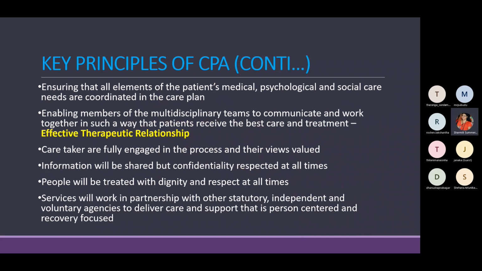Ensuring that all the elements of the patient's medical, psychological, and social care needs are coordinated in the care plan. So all these things should be included in the written document, which is in a care plan format. Effective therapeutic relationship. A good relationship should be developed between the patient and the healthcare professionals. Enabling members of the multidisciplinary team to communicate and work together in such a way that patients receive the best care and treatment. So during the care management, the relationship that develops between the healthcare provider and the healthcare receiver, we call with a specific term, a therapeutic relationship.